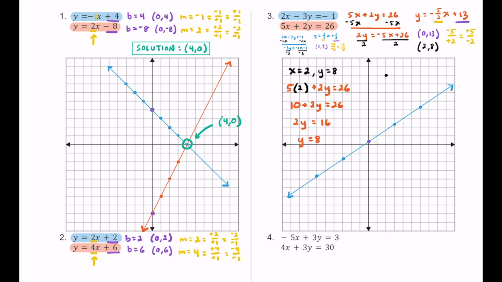So if I go down 5, 1, 2, 3, 4, 5, and to the right 2, that would be located over here in quadrant 1. Then I can go down 5, 1, 2, 3, 4, 5 again, and to the right 2. This is down in quadrant 4. Okay, I think 2 points is enough here.